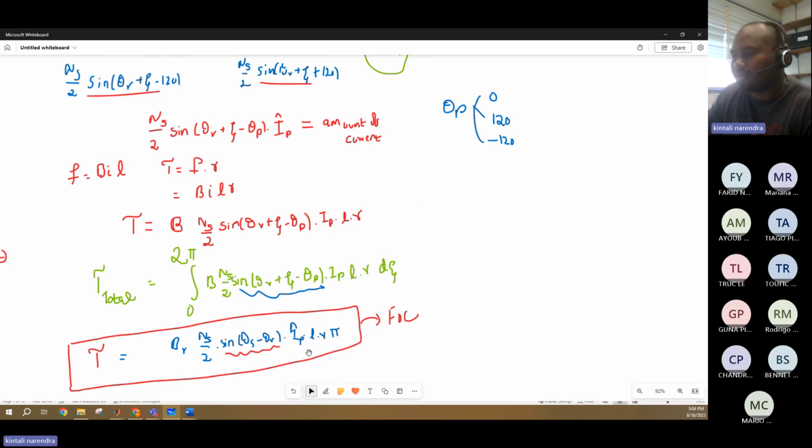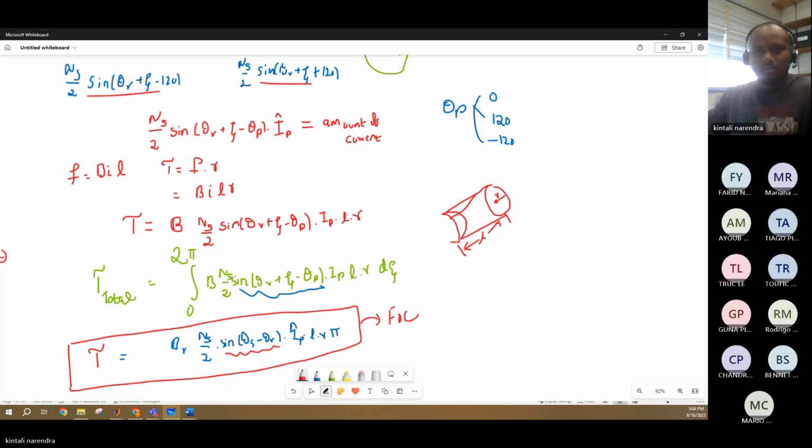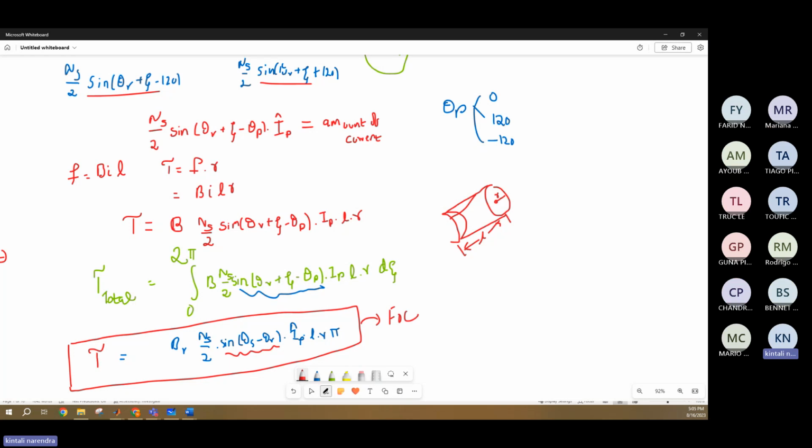For example, if you imagine this is your rotor in a cylindrical shape, then this is the radius and this is the length. This is what I'm considering. I'm not considering other things like the coil width or depth of the coil. Only these are the things I'm considering.